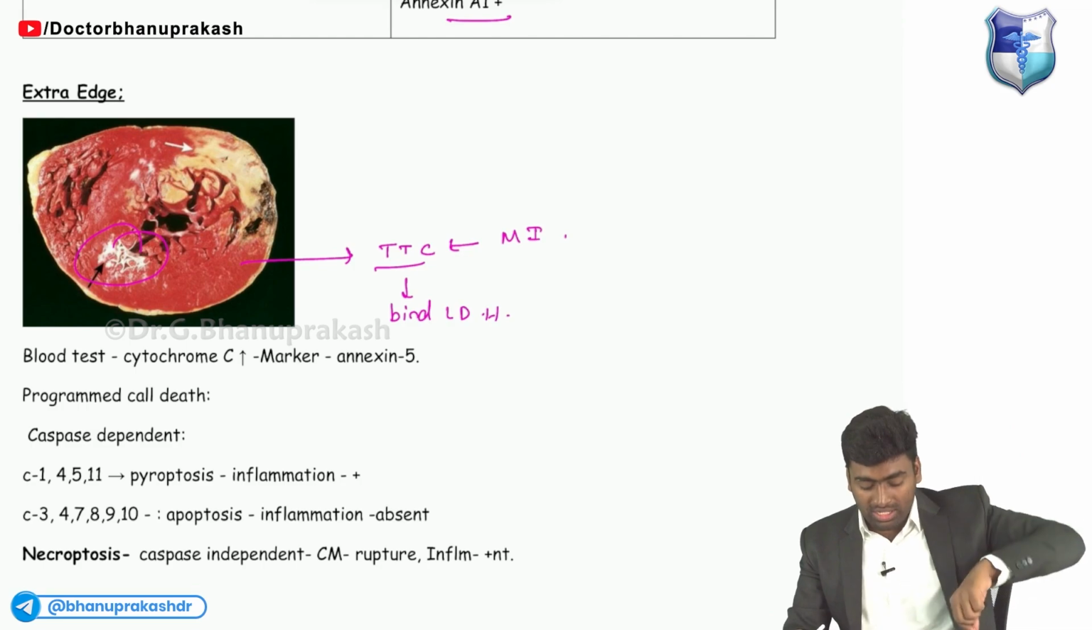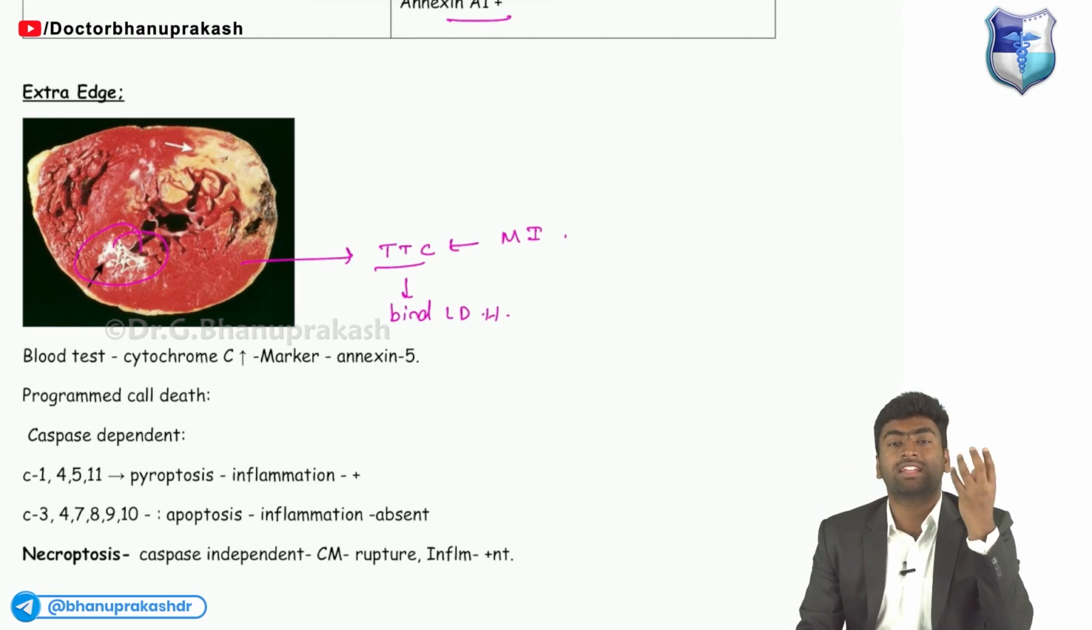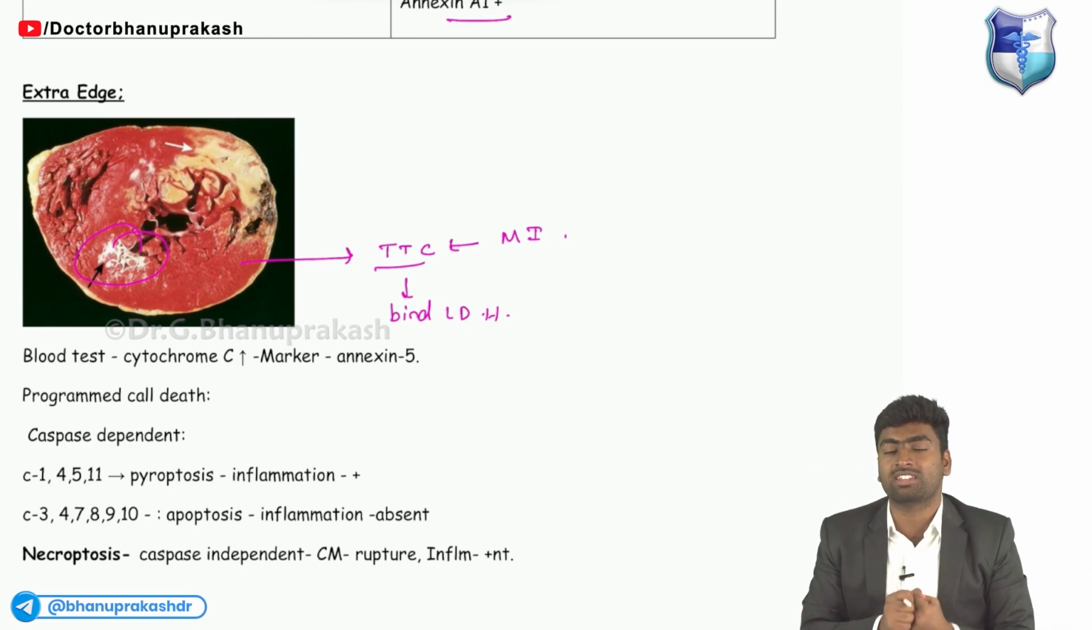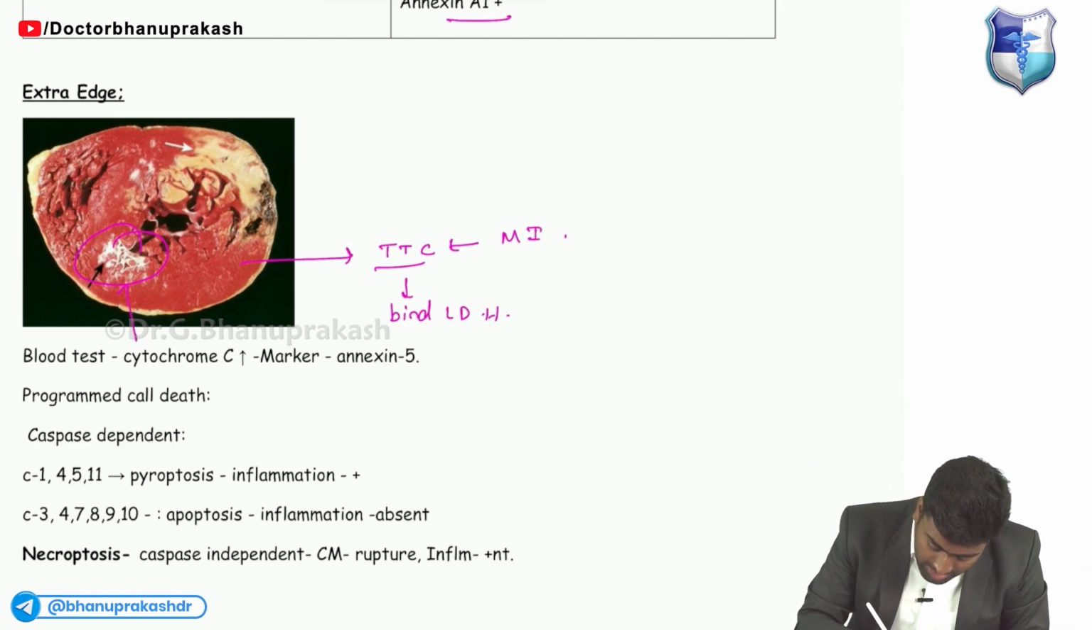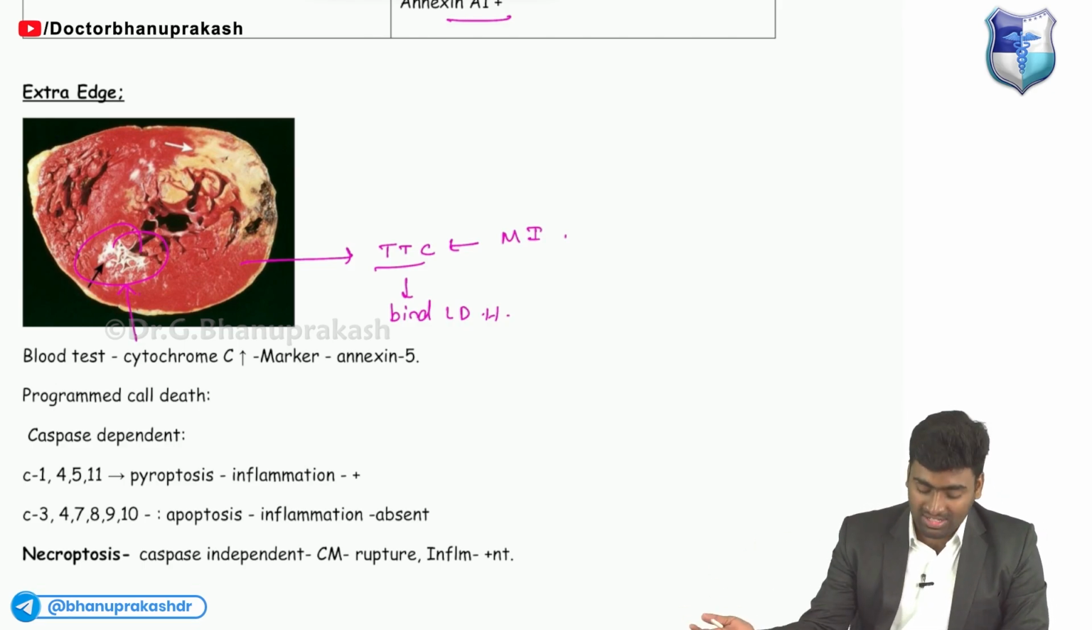If the cell membrane breaks, its contents will come out. One of the contents is the enzyme lactate dehydrogenase, LDH. So this dye will go and combine with this LDH, and when they combine, they will show up the color.